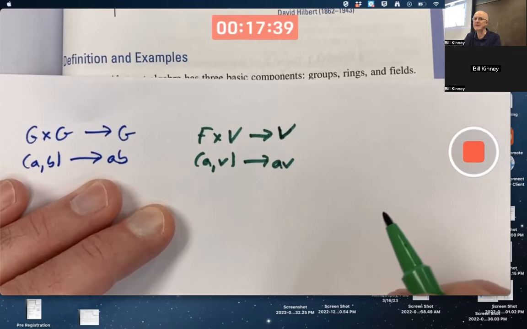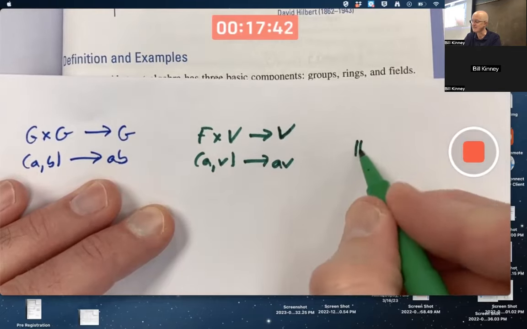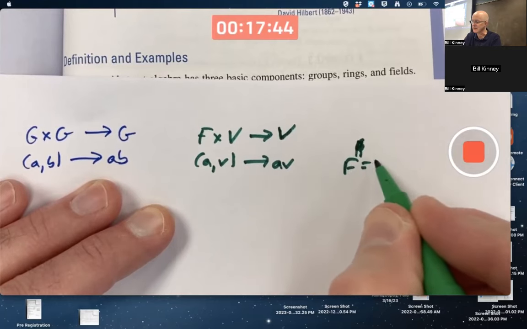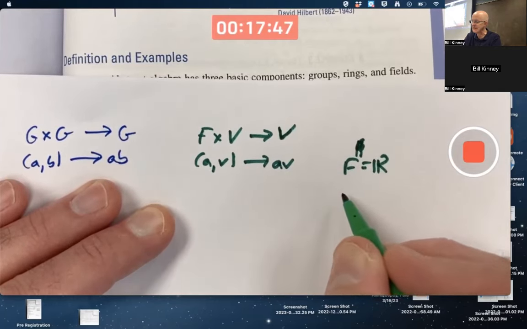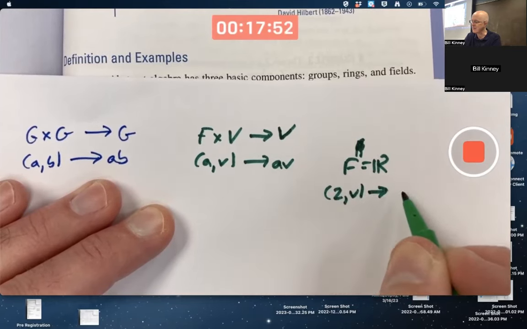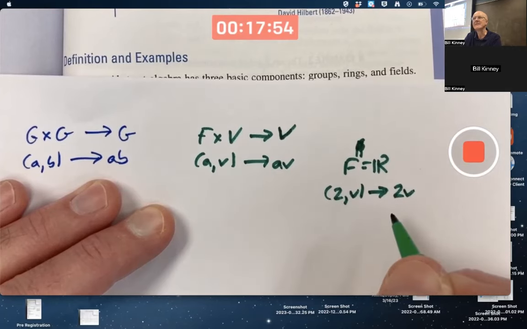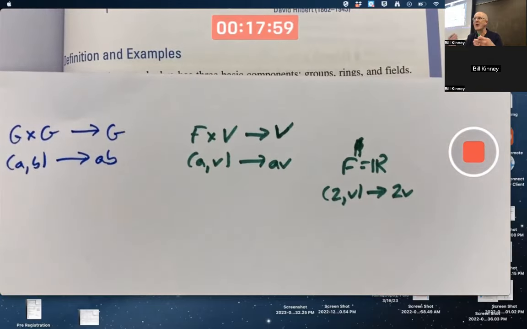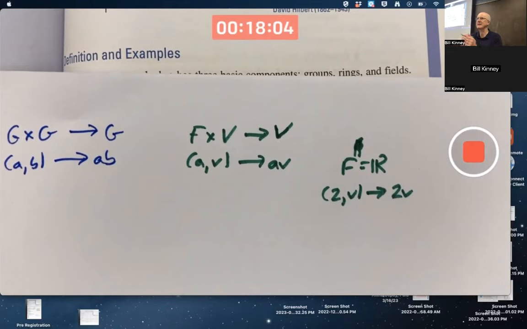And yes, the field could be, for example, the real numbers, and A could, for example, be 2, and you'd be mapping the ordered pair 2 comma V to the vector 2V, which we know from linear algebra. And if you've taken some physics, geometrically, it can be interpreted as taking an arrow, if you imagine the vector to be an arrow, and stretching it, scaling it. That's why they're called scalars. Scaling it up by a factor of 2, making it 2 times as long.